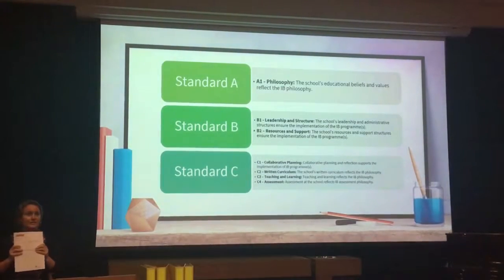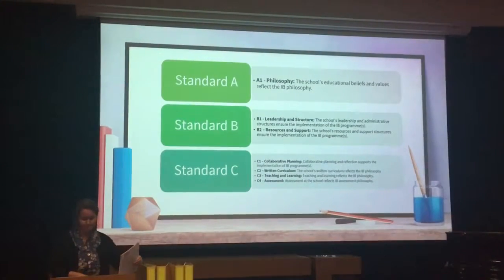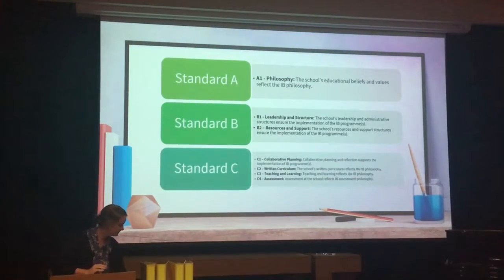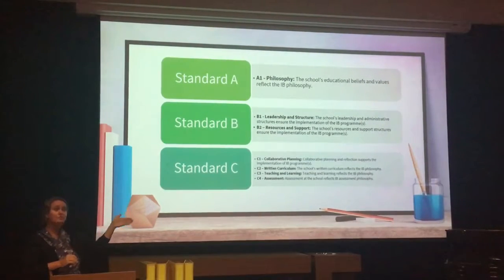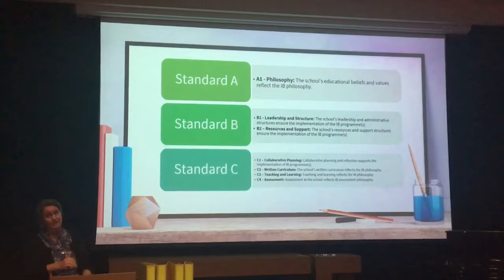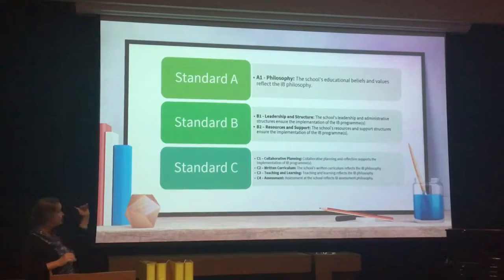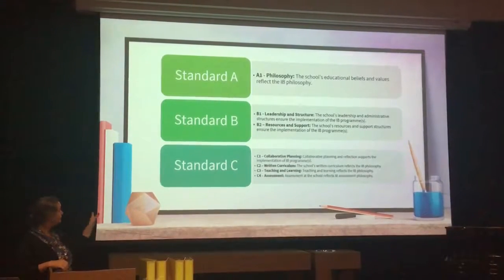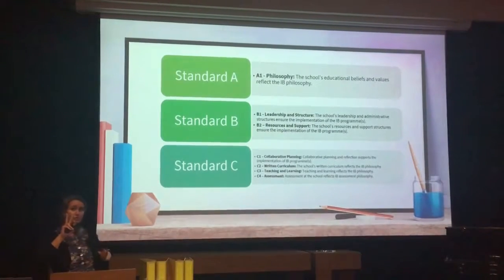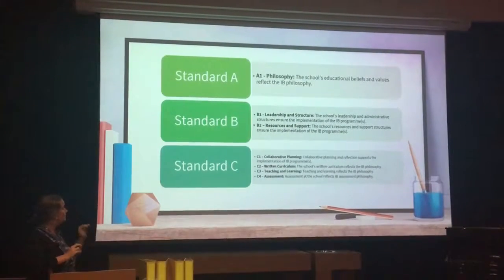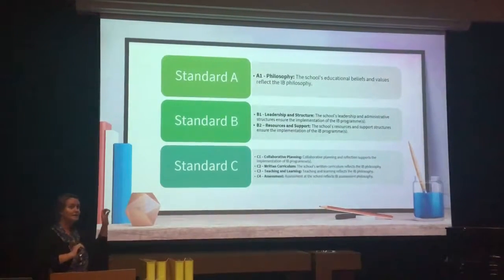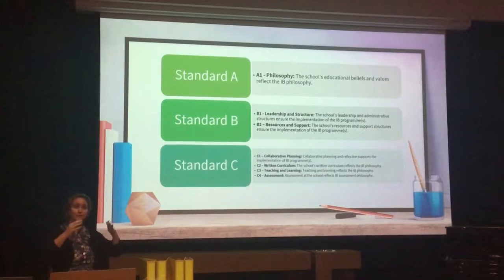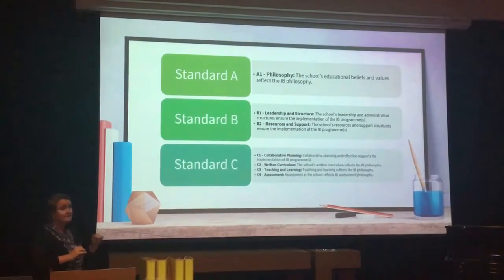And within this self-study, we do standards and practices. We start with standard A, that's our philosophy. And so looking at how these schools' educational beliefs and values reflect the IB philosophy. We then move down to standard B, which is our leadership and structure. It's broken into two components, B1 is leadership and structure, B2 resources and support. That's very much the operational aspect. Standard A is very much the philosophy, B, operational. And standard C is the curriculum.